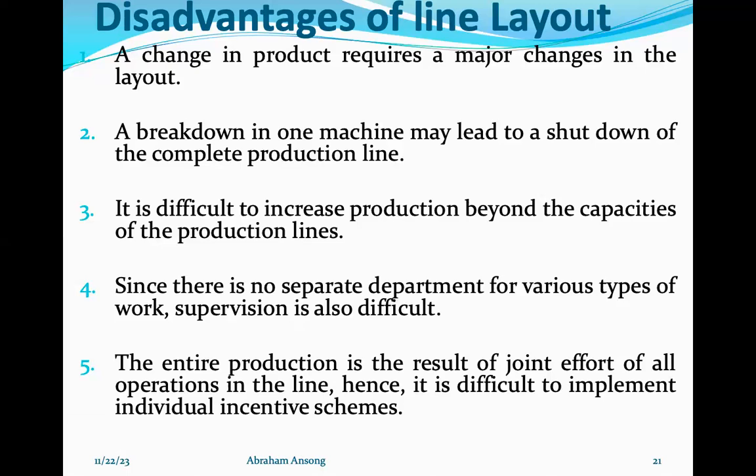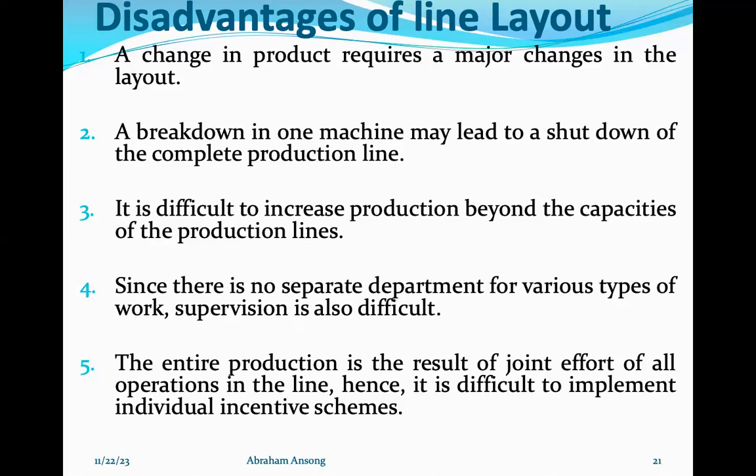Since there is no separate department for various types of work, supervision is also difficult. In the earlier type of layout, we said they are separate locations, so it's easy to have one supervisor look at what each location is doing. But this time around, they are all in one place, and the conveyor belts move these goods or semi-finished goods from one step to the other. So it makes it difficult. It's like being a referee. You always have to be following the work in progress until the final product comes out.